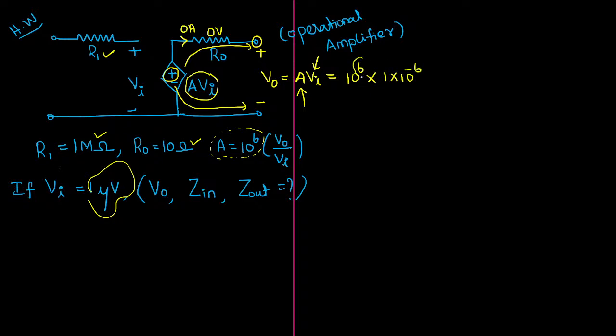When you are adding 10 power plus 6 with the 10 power minus 6, it will become 1 into 10 power 0. Anything power 0 except infinity will be equal to 1, or not? Yes sir. So it will be 1 into 1. Of course it will be equal to 1 volt simply. So what we can say is the value of the output voltage is simply 1 volt. So we have given the answer for the first question.